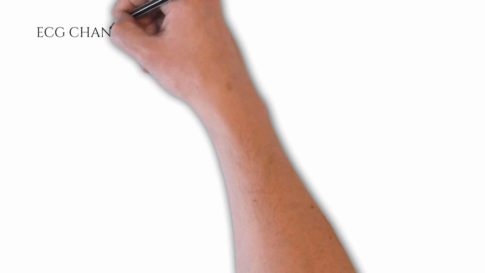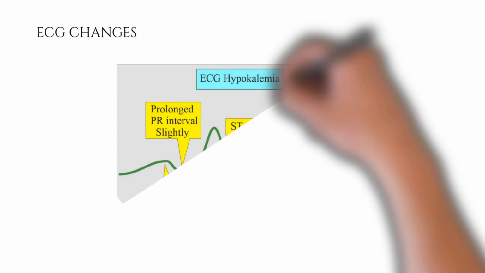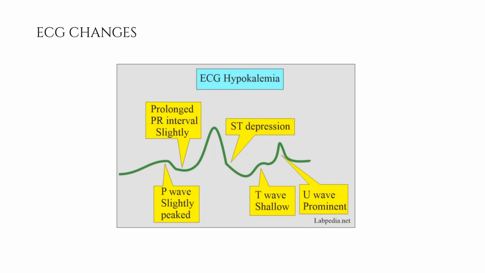Now what are the ECG changes in cases of hypokalemia? As we all know, because of the decrease in the potassium, the cardiac contractility is affected, and because of which there are certain ECG changes. The first and foremost will be the T wave will be shallow, after which there will be prominence of the U wave, and there will be prolongation of the PR interval and ST depression. So these are the ECG changes which are particularly seen in patients with hypokalemia. So cardiac monitoring is very important.